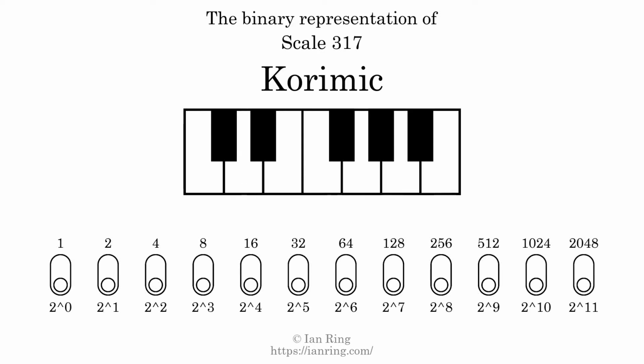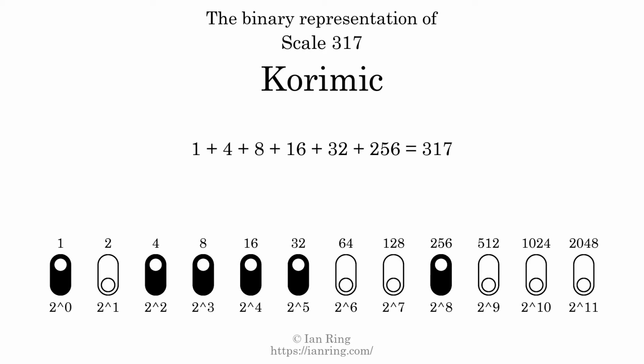The binary representation of this scale is determined by mapping tones of the scale to binary digits. Each binary digit represents a power of 2. To get the scale number, we add the powers of 2 together. The powers of 2 that are present in the scale, all added together, equals 317. That is why the scale number, in decimal, is 317.